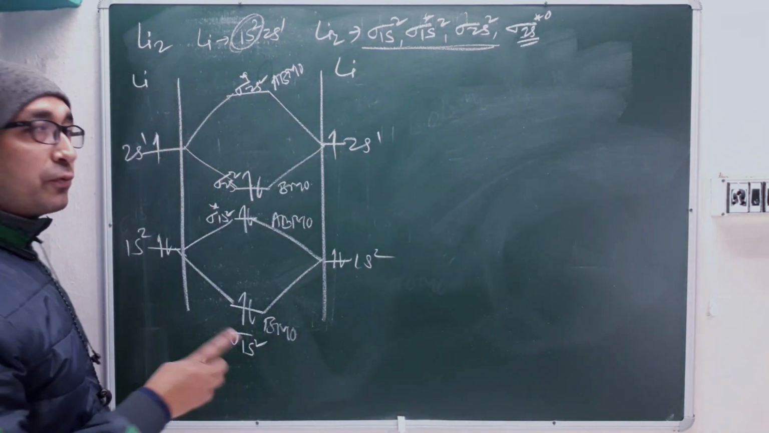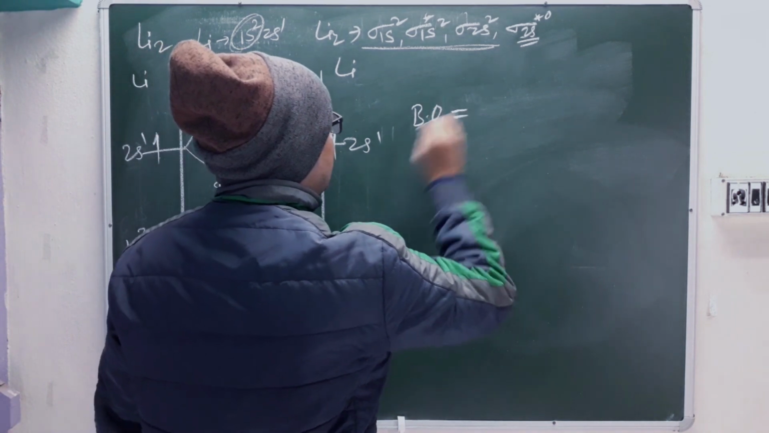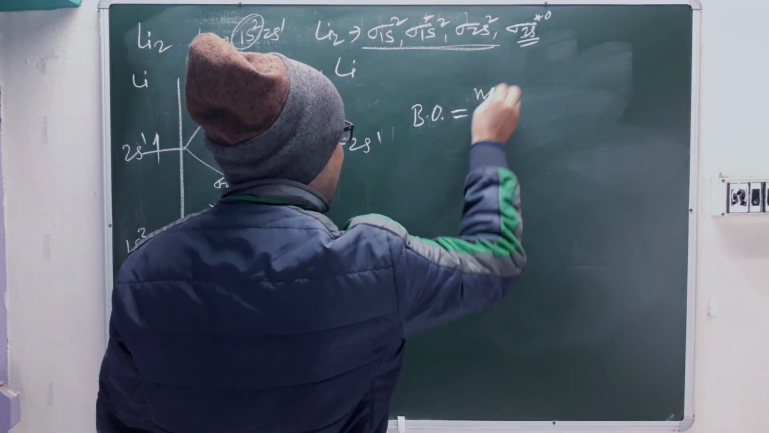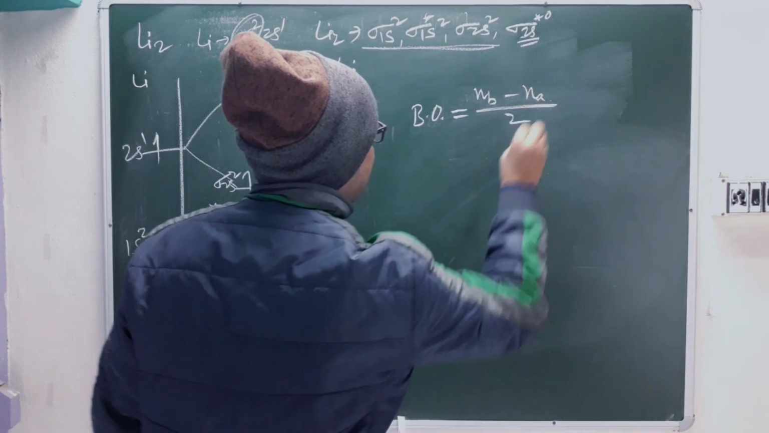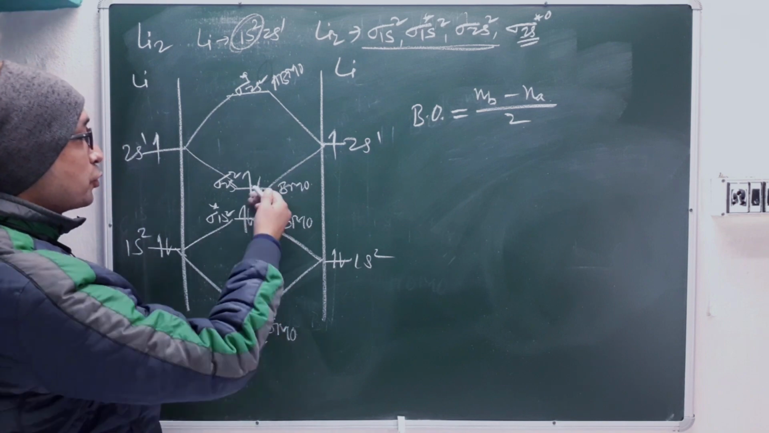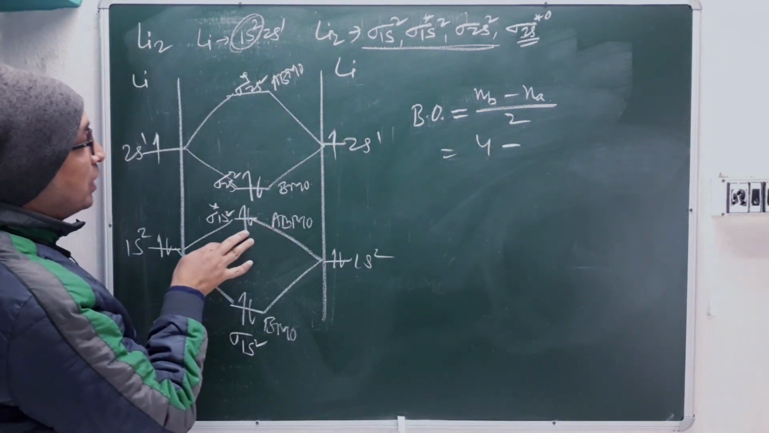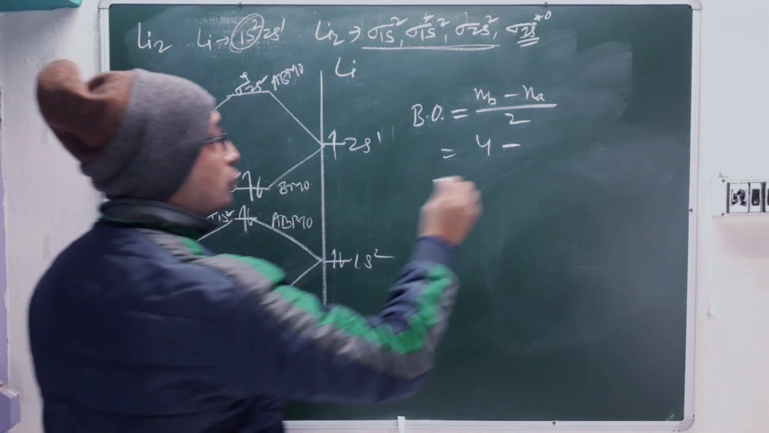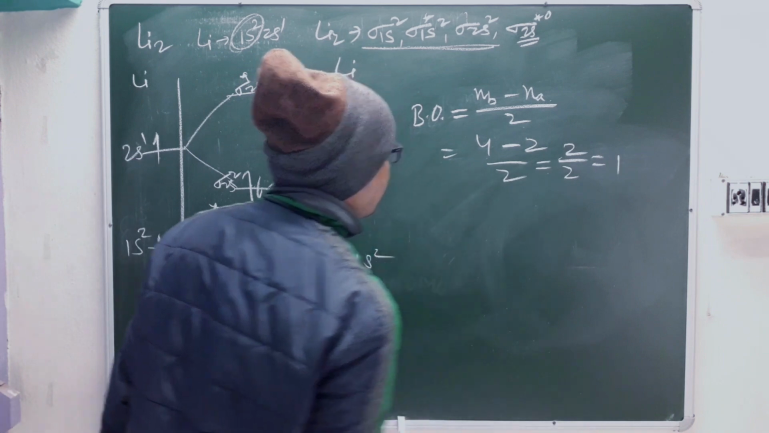Now our job is to find bond order, right? So just do the bond order. Bond order is the number of bonding electrons minus the number of anti-bonding electrons, divided by 2. If you are counting from here, bonding will be 2 plus 2, total 4, minus anti-bonding, only 2 are there, okay? Here 0. So 2 divided by 2. How much is it coming? 2 by 2, it will be 1, right?